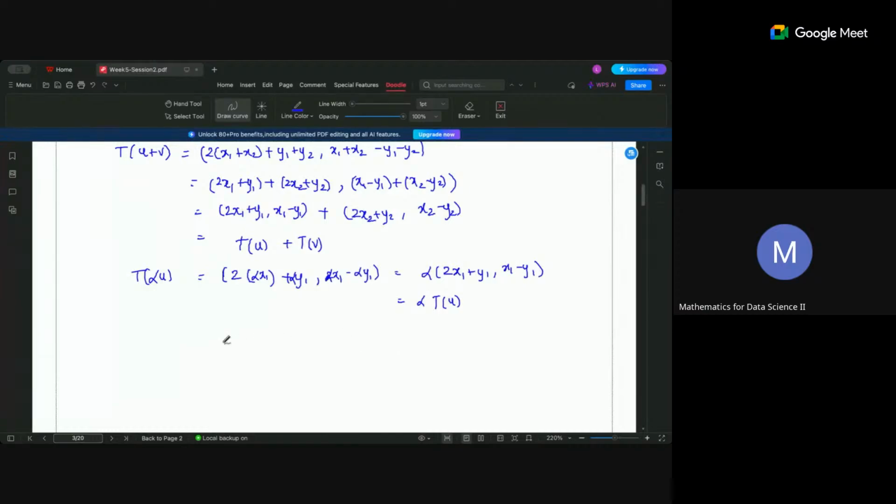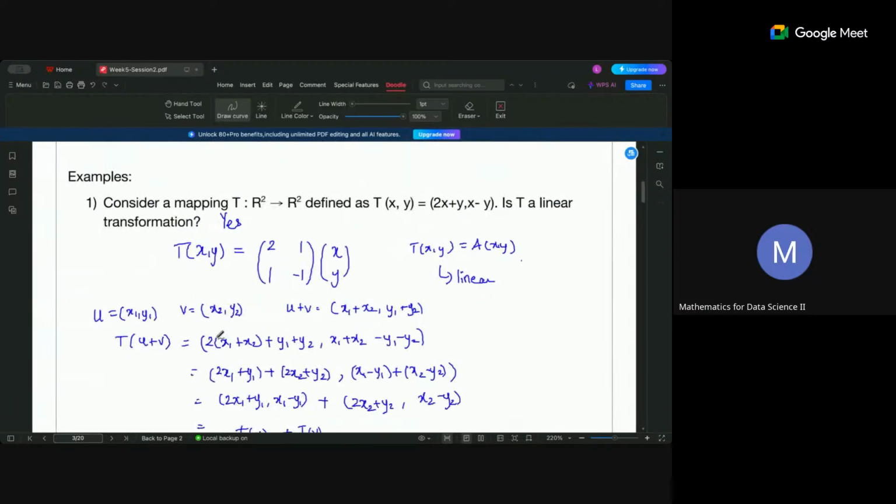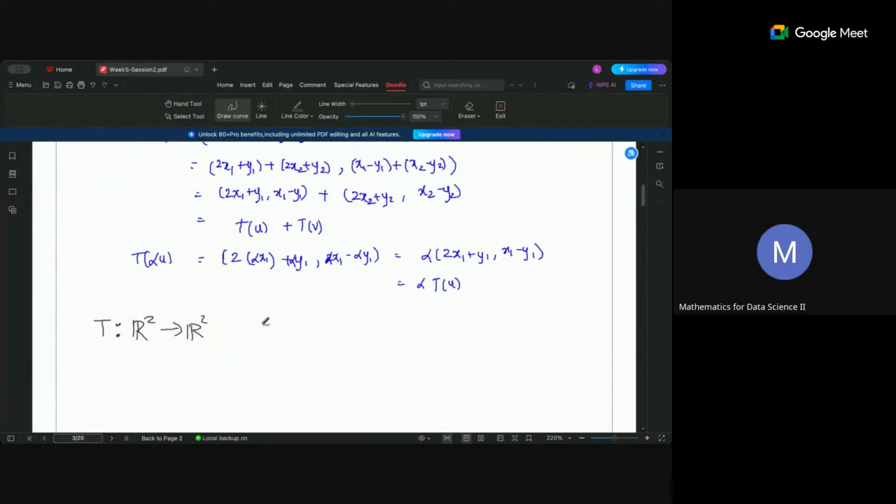Okay. So in general, if T is from R2 to R2, this is a map from R2 to R2, right? Now tell me, what is the general format of a linear transformation from R2 to R2? Can you tell me what it looks like? Instead of numbers, I just want you to give some A, B, C, D. That's all. Tell me.